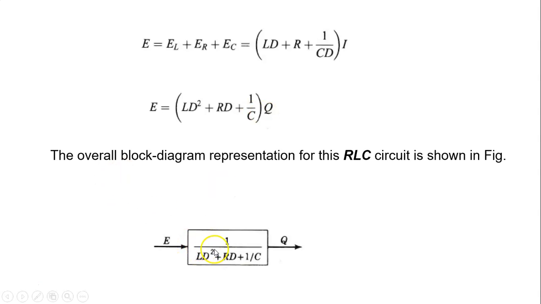E into 1 upon LD square plus RD plus 1 upon C is equal to Q. Therefore, this is the RLC series circuit.